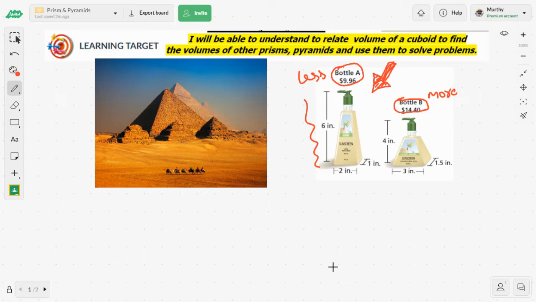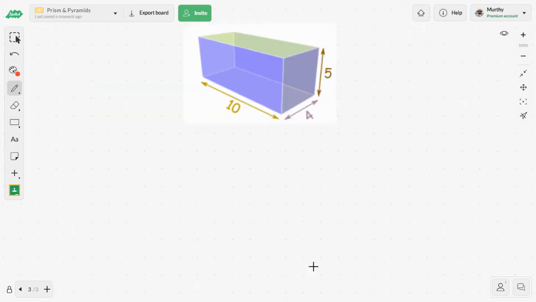So again, as I mentioned before, to find the best buy we have to think of finding the volume. First of all, what is volume? Volume is the amount of three-dimensional space something takes up.